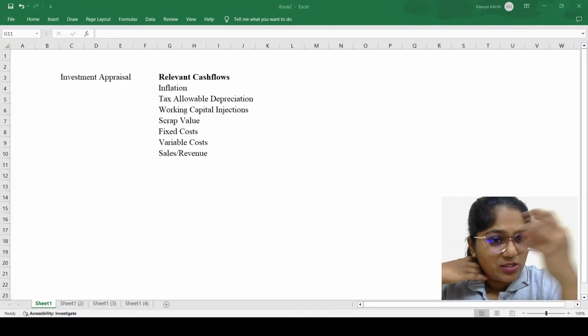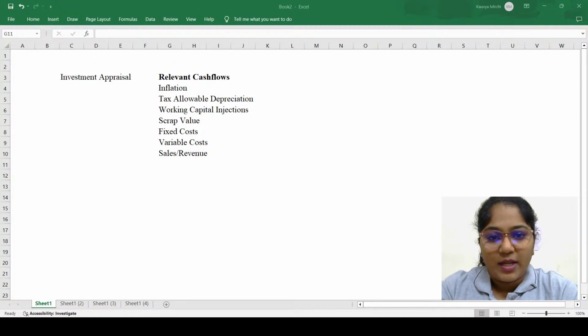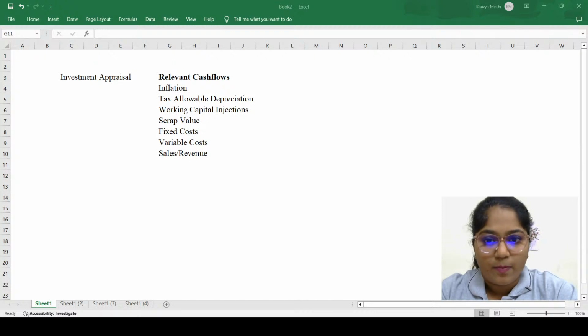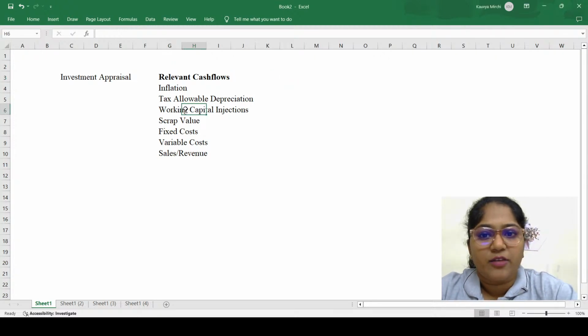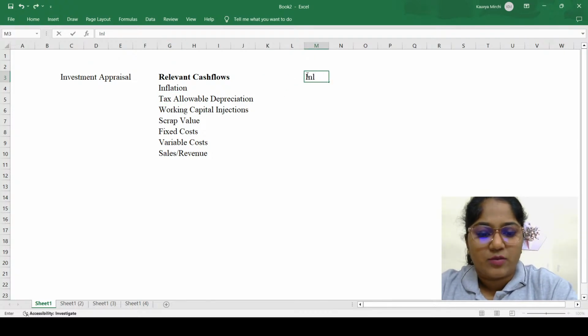For those students who think question is not possible for you, all I want to tell you guys is right now, the relevant cash flows part. If you start with inflation, just to have a revision before I start with questions, people.